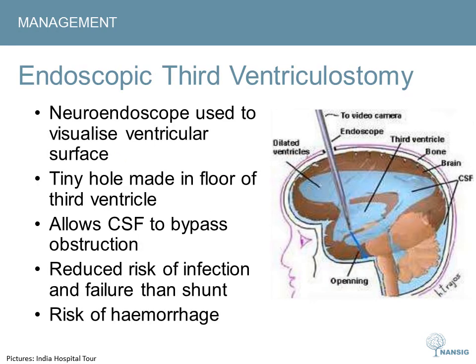An alternative to shunting is an endoscopic third ventriculostomy. This is where a neuroendoscope is used to visualize the floor of the third ventricle, where a tiny hole is made to allow CSF to bypass an obstruction such as aqueductal stenosis. As it does not leave a foreign body in the brain, it has a reduced risk of infection and failure when compared to shunting. The main risk is that of hemorrhage.